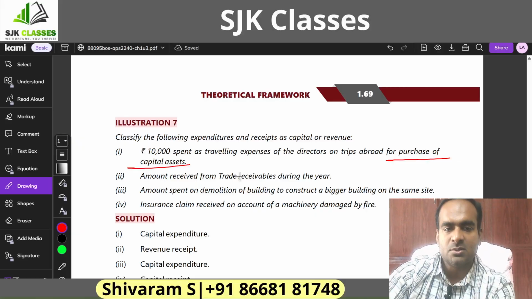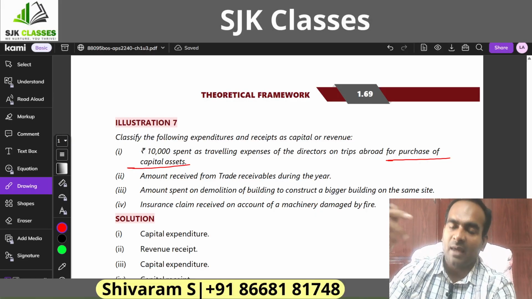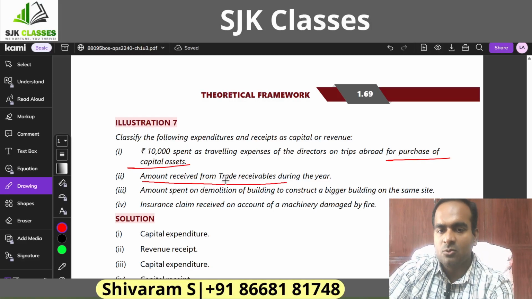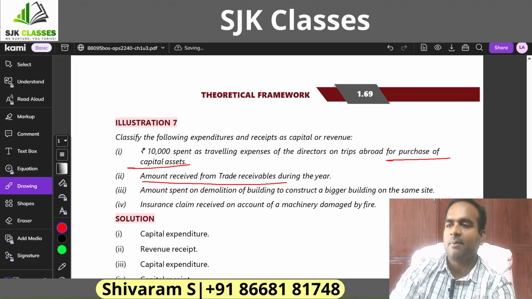So this 10,000 will be taken as a capital expenditure. Next one. Amount received from trade receivables during a year. We are receiving money from trade receivables, on whom they are customers. Customers are paying us some money. It's a normal course of operation. On a day-to-day basis, I'll be selling goods to someone, and I'll be receiving money back from the customers. So receipt of money from customers is a revenue receipt.